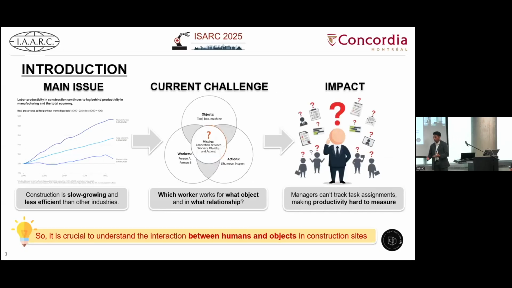So, automating productivity monitoring is crucial right now. As we know, the construction industry always lags behind other sectors. But to measure productivity, we have to understand three things. We have to know the workers, the object, and the action simultaneously. Right now, the current issue is we lack information about this interaction between worker, object, and their action, so the manager cannot measure the productivity properly. So it's crucial to understand the interaction between human and object in construction sites.